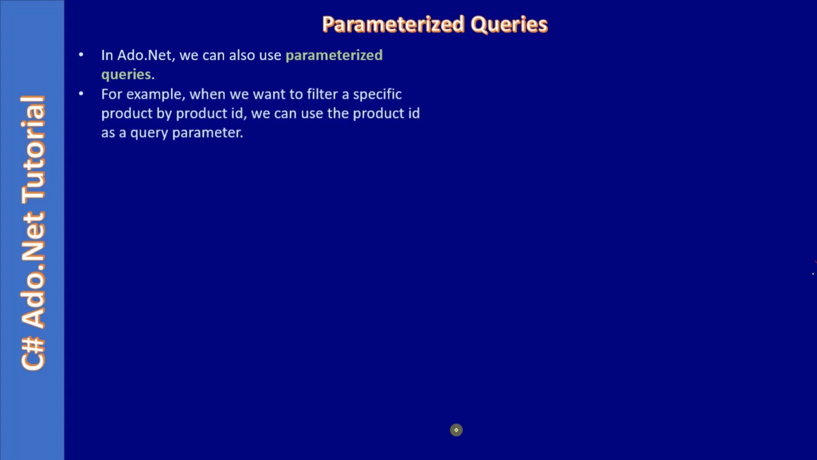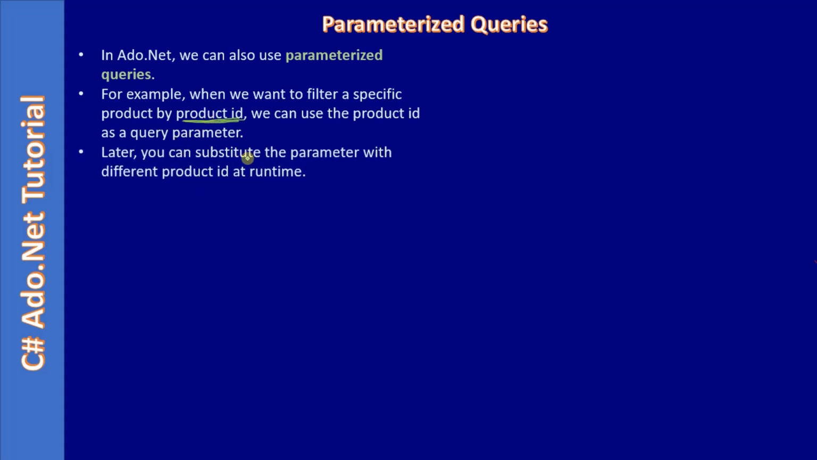For example, when we want to filter a specific product by product ID, we can use product ID as a query parameter. So here, if you see inside the query, we may sense that this product ID can be changed. By changing the product ID, we can get different result. So we can make this product ID a parameterized query, or a query parameter.